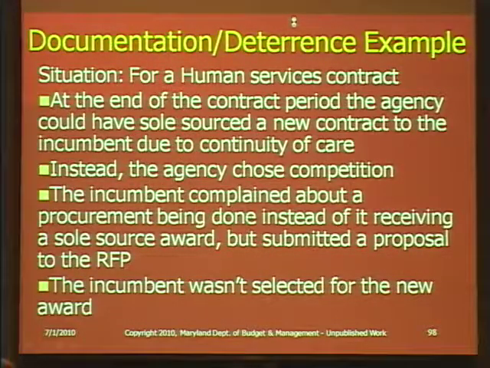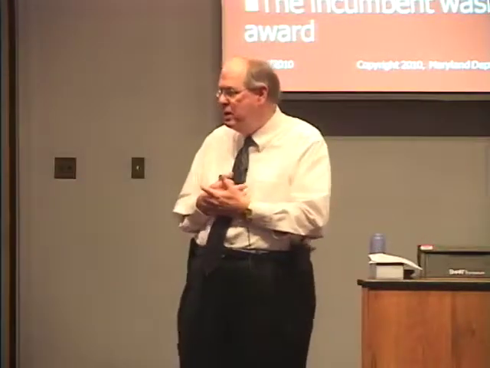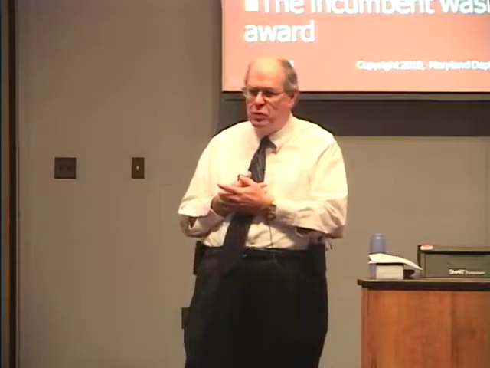They didn't want to do a sole source, so if you don't claim that it's sole source due to continuity of care, you have to do a competition. So they did a sealed proposal procurement. The incumbent, who was the one who was not continued under a sole source, complained. Well, you have 50 other vendors that you're continuing through continuity of care. Why am I the one that you're going out on a procurement for?